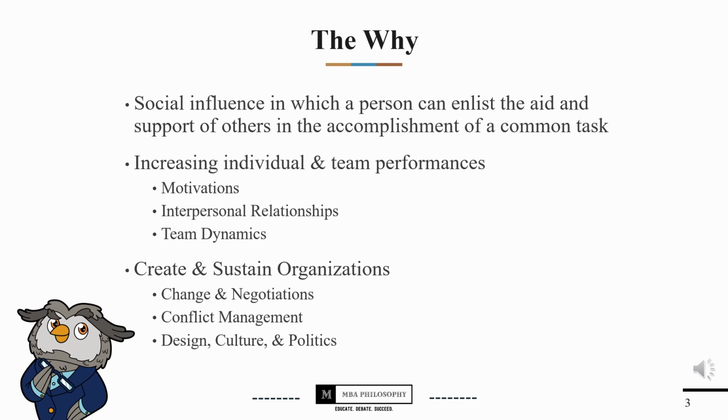Understanding the why of leadership and ethics. Firstly, they're combined because they complement each other very well. So looking here at the first bullet point, social influence is just the ability of a person to enlist the aid and support of others in the accomplishment of a common task. Next, we're examining individuals and teams and how they need guidance making decisions, designing, structuring, and building leverage. Lastly, organizations are all about establishing norms of practices, distinctly distributing work, and being analytical to overcome challenges.